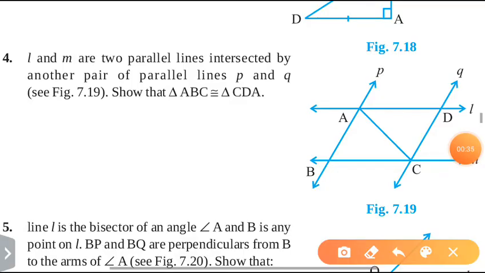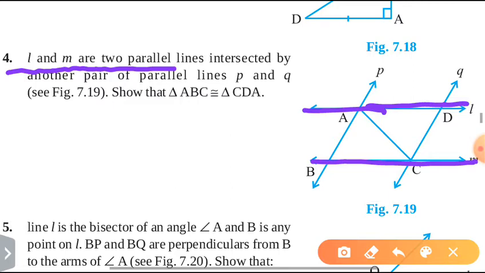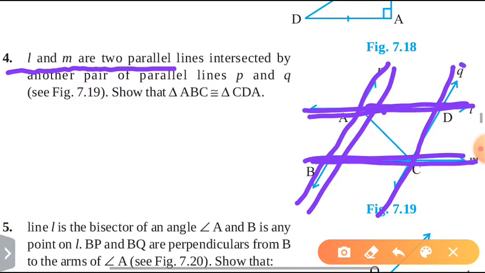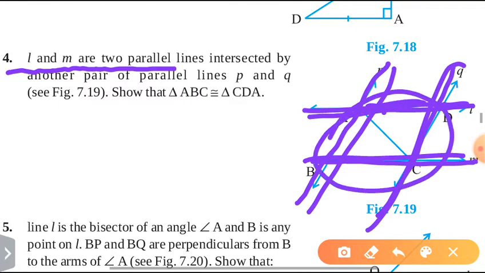This is question number 4, in which you can see that l and m are two parallel lines. Similarly, p and q are another pair of parallel lines. Since this is parallel to this and this is parallel to this, this will form a parallelogram.